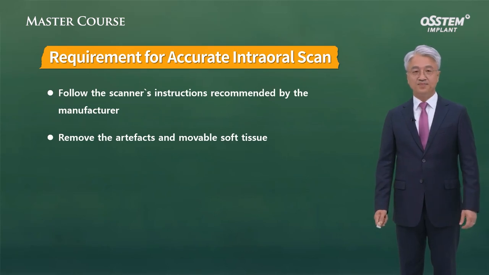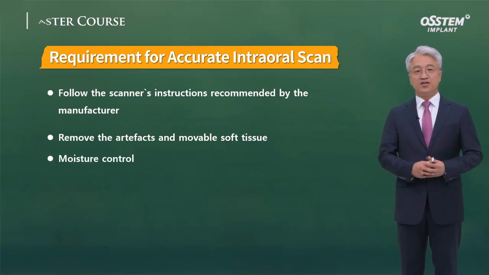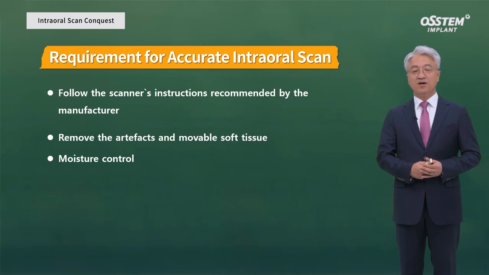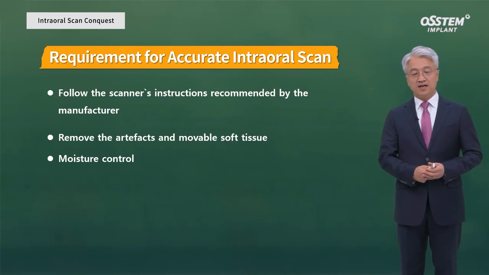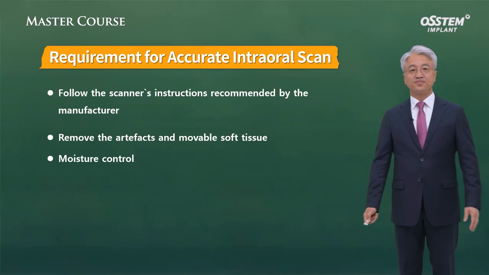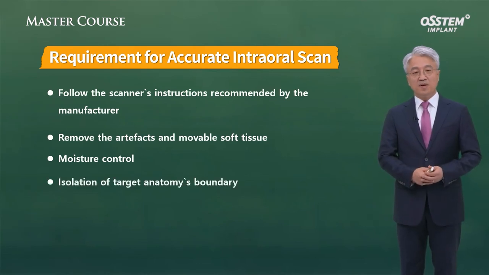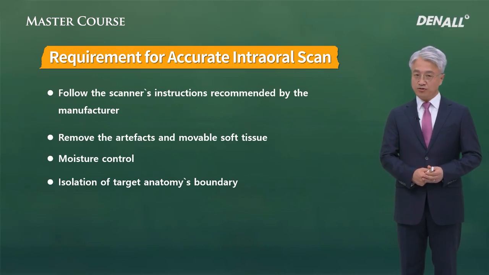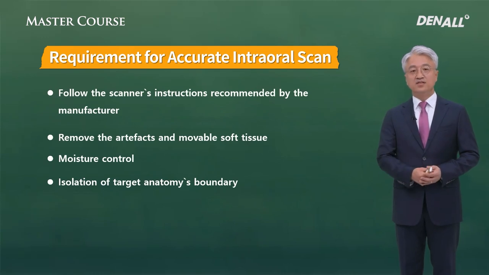In the patient's mouth, there's a lot of liquid. The moisture should be dried off and the scan should be taken to get the correct occlusal surface data, interdental form, and interdental margins. What the scanner cannot see cannot be scanned. Therefore, if necessary, you need to put in gingival cord or do retraction so that an accurate scan can be gained. This is how to get accurate scanning.